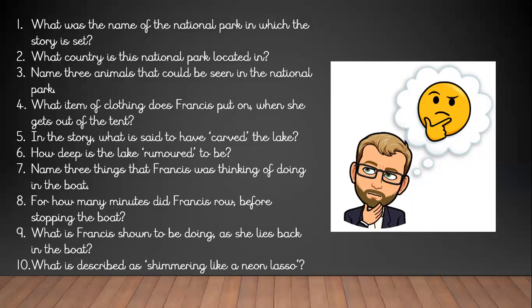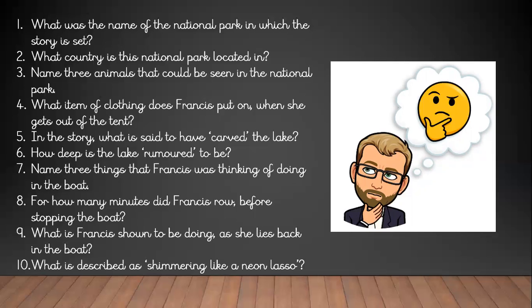Question 7. Name 3 things that Frances was thinking of doing in the boat. Again, the narrator tells us that, 3 things that Frances was thinking of doing. Question 8. For how many minutes did Frances row before stopping the boat? The narrator tells us that as well.